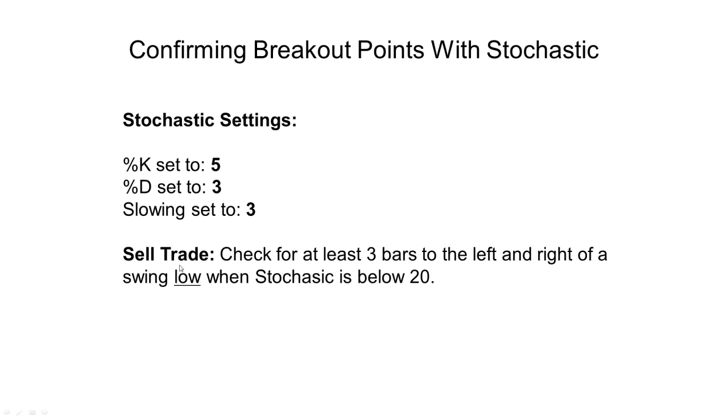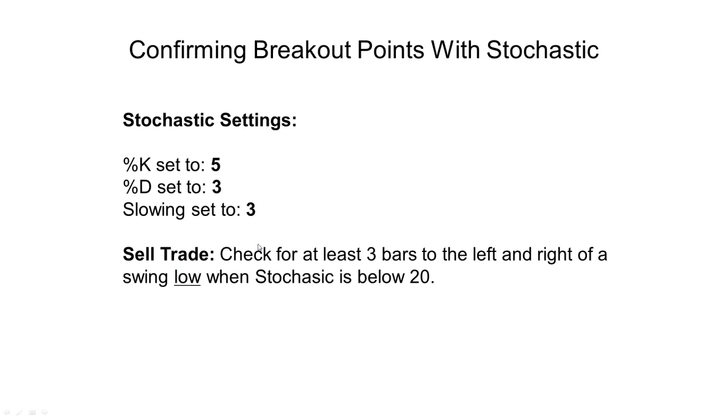Basically, when you have a sell setup, where you're going to potentially sell a breakout, what you're going to do is check for at least 3 bars to the left and right of a swing low. They don't have to progressively be higher lows. You just need the middle bar to be the lowest one, and then 3 to the left need to have higher lows, and 3 to the right need to have higher lows. That's what we need for this particular setup.